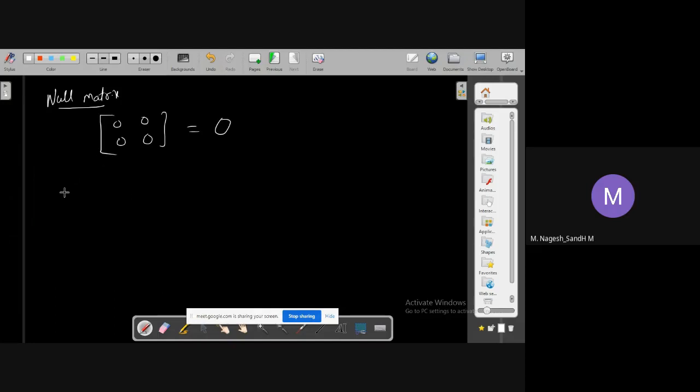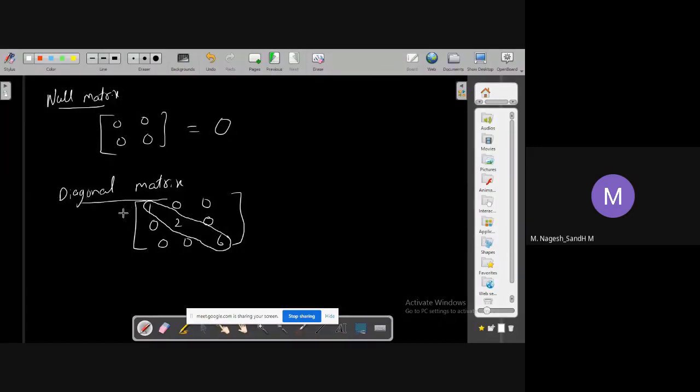Next, diagonal matrix. So what is a diagonal matrix? Except the diagonal elements, all remaining elements are 0. For example, 1, 0, 0, 0, 2, 0, 0, 0, 6. This is called the main diagonal, or you can call it the principal diagonal. So a matrix where except the diagonal elements all remaining elements are 0 is called a diagonal matrix.